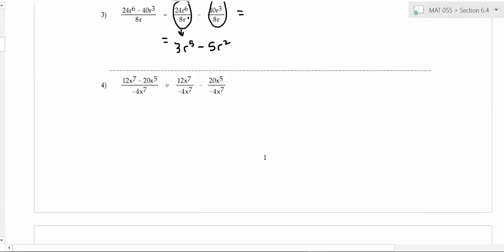Okay, now the next one, you've got to be careful now when you have these negatives. So I divide it up like this. First of all, what's 12 divided by negative 4? It's negative 3. What happens to the x's? Cancel out, so that's just negative 3.